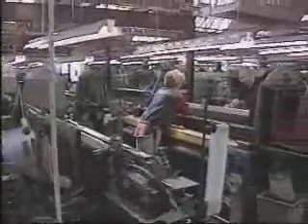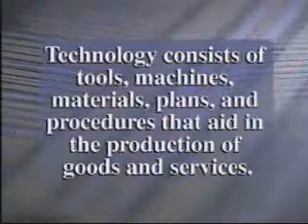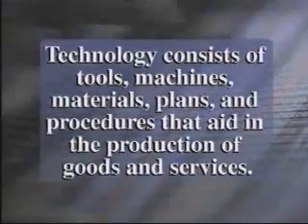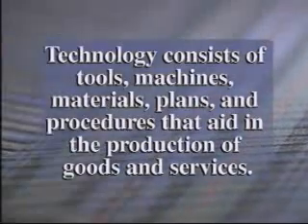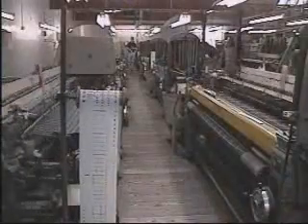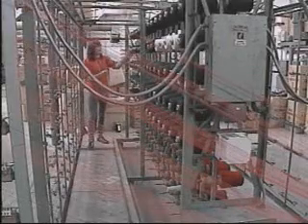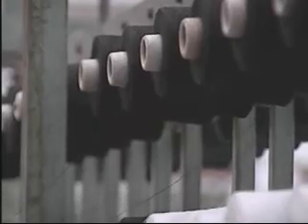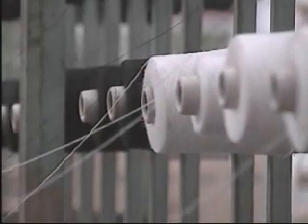To help provide for themselves and others more efficiently, cultures develop technology. Technology consists of tools, machines, materials, plans, and procedures that aid in the production of goods and services. A technology may be rather basic, such as a rug created by hand. Or complicated, such as an automated weaving machine. Regardless of its sophistication, technology usually evolves from people's need to increase production.